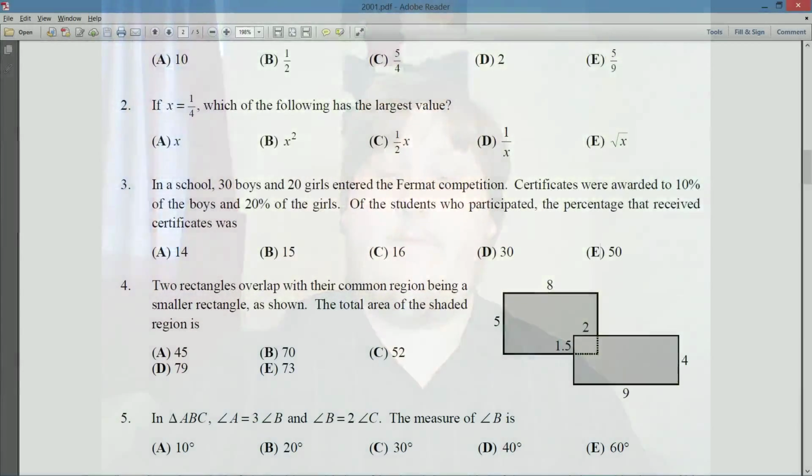We're on to question number 4 in the 2001 Fermat paper. So let's take a look at the question. Hopefully you've had a chance to try it for yourself. Question number 4.